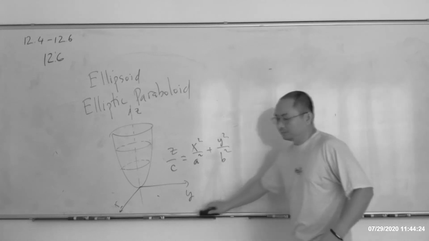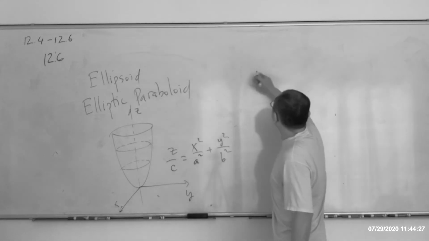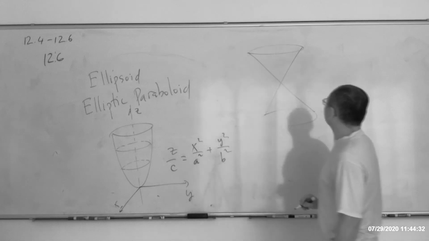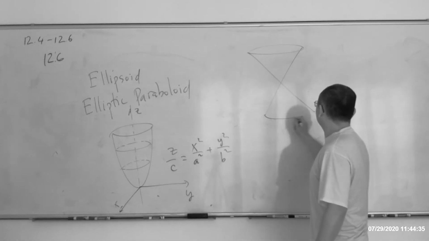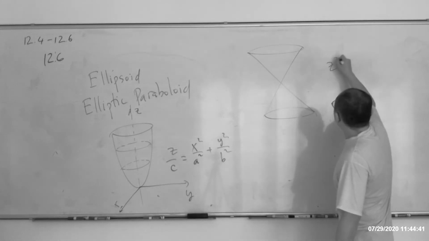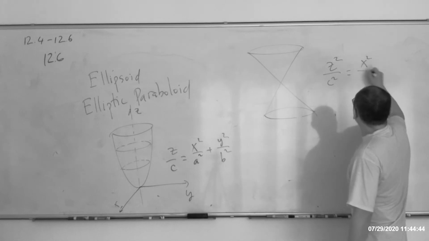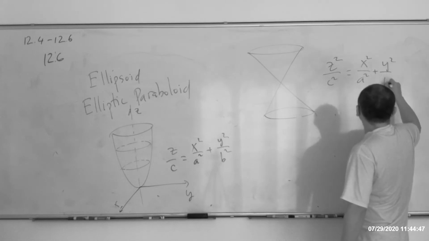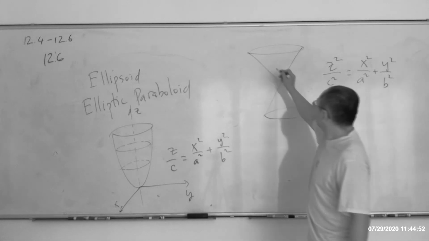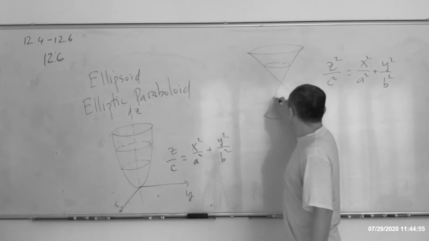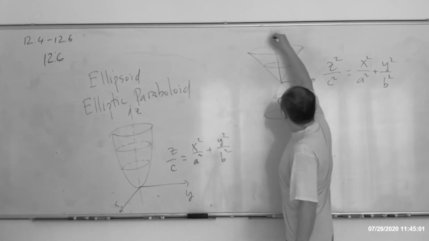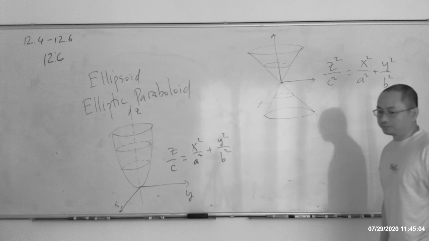So another one, the cone. Now this is easy to draw. This is the mathematical cone. And the equation for the cone is z squared over c squared equal to x squared over a squared plus y squared over b squared. And the center is at the origin right here. This is the y-axis, z-axis, and this is the x-axis.